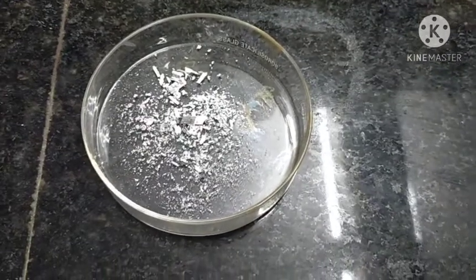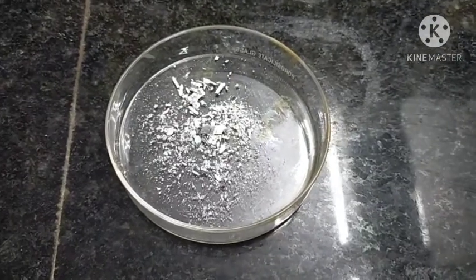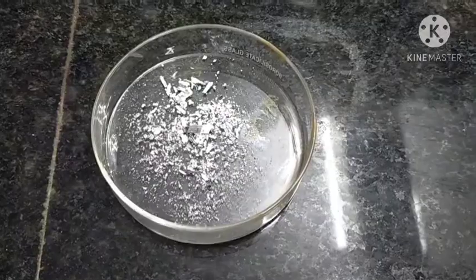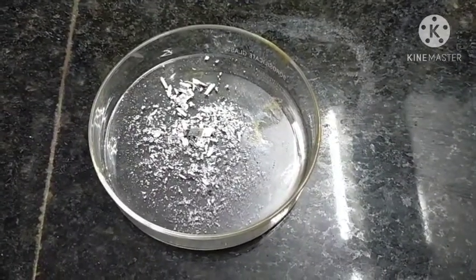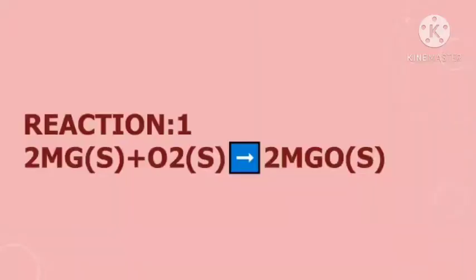After burning this magnesium ribbon, we collected the ash in a petri dish. Here we can say there are no gases produced in this reaction. In this particular reaction, there are two reactants, magnesium and oxygen, which react with each other and form one product, that is magnesium oxide. So here we conclude that a reaction is called a combination reaction when a single product is formed from two or more reactants in a chemical reaction.